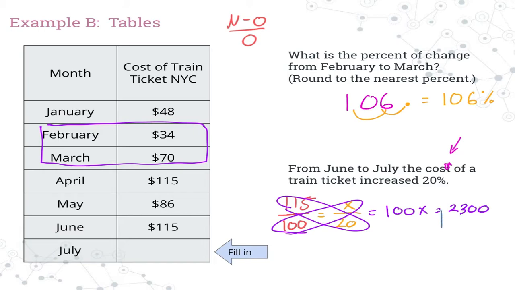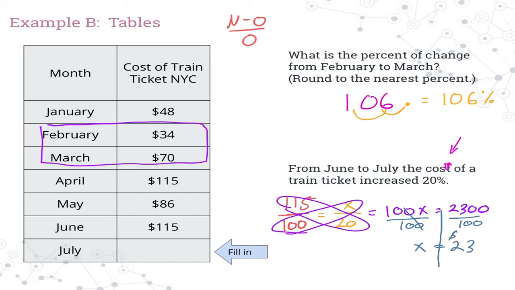So we're going to draw a wall down from our equal sign, divide both sides by 100 because the opposite of multiplication is division. These are going to cancel. 2,300 divided by 100 is going to give us 23. Now, that's a 20% increase there of $23, but that's not the cost of the ticket. That's just the 20% increase.